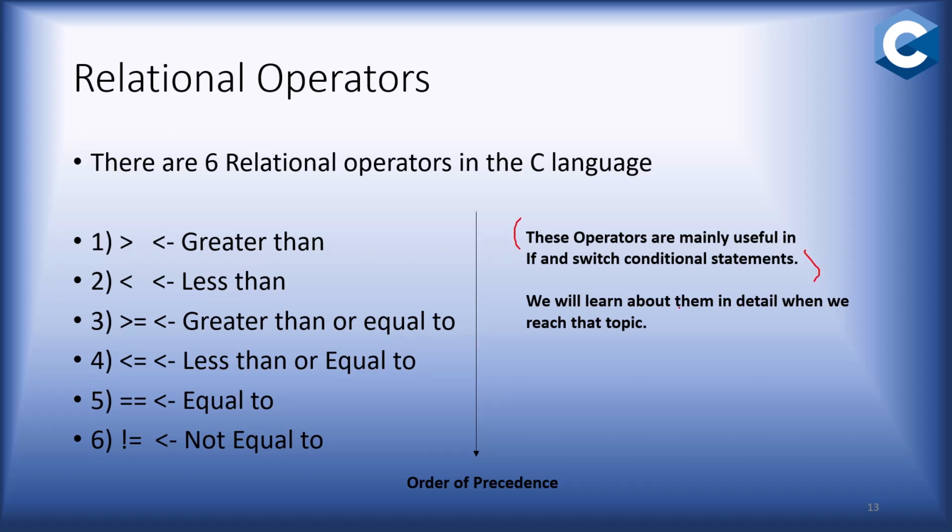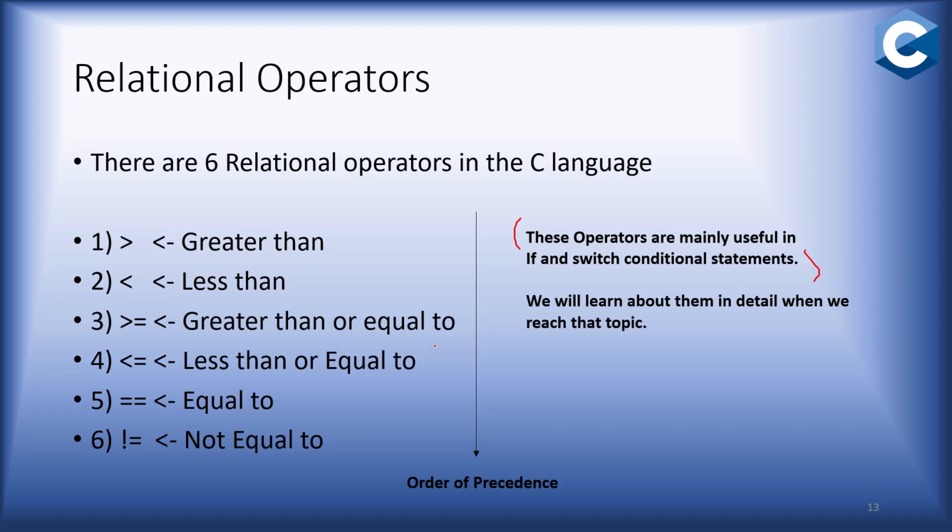1. Greater than, >, checks if the left operand is greater than the right operand. 2. Less than, <, checks if the left operand is less than the right operand. 3. Greater than or equal to, >=, checks if the left operand is greater than or equal to the right operand. 4. Less than or equal to, <=, checks if the left operand is less than or equal to the right operand.